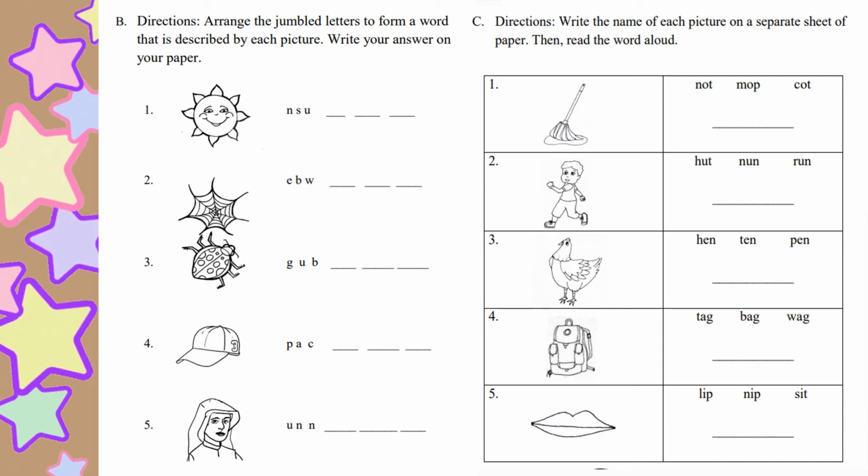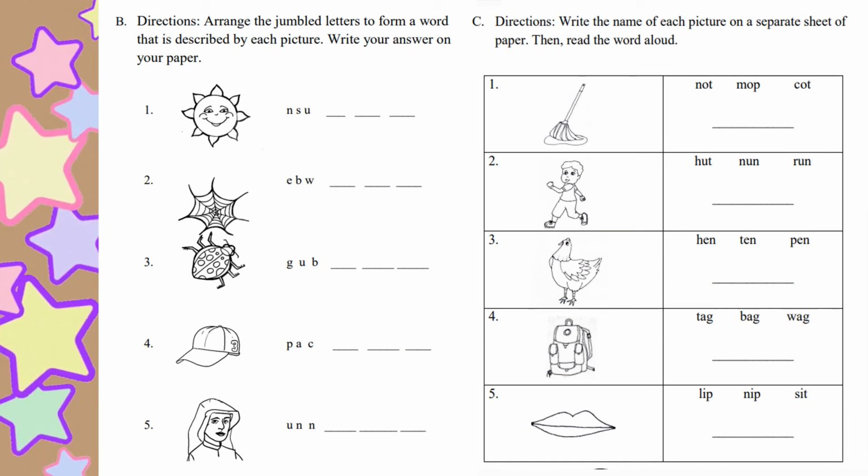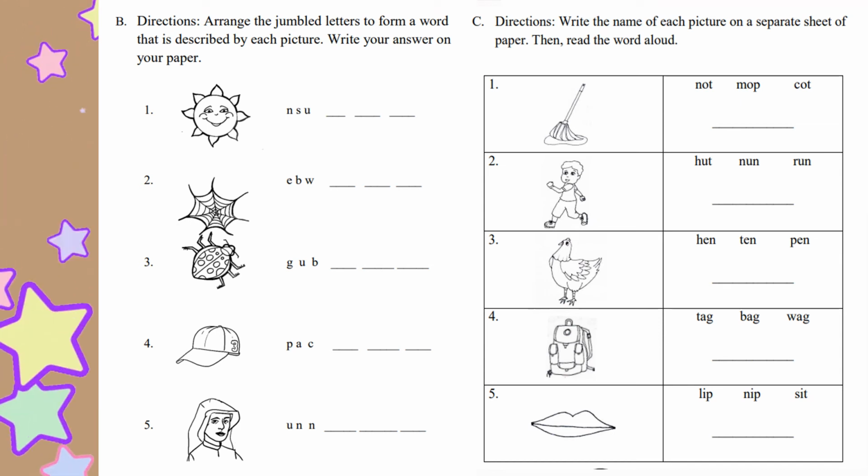Here are the choices. Number 1, nut, mop, cut. Number 2, hot, none, run. Number 3, hen, ten, pen. Number 4, tug, bug, wag. Number 5, lip, nip, sit.